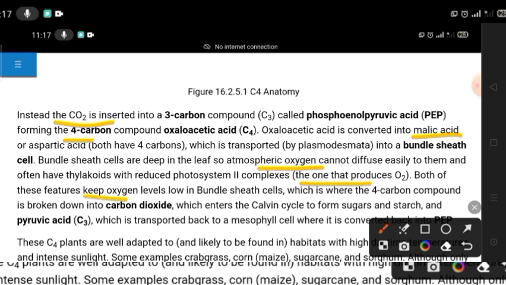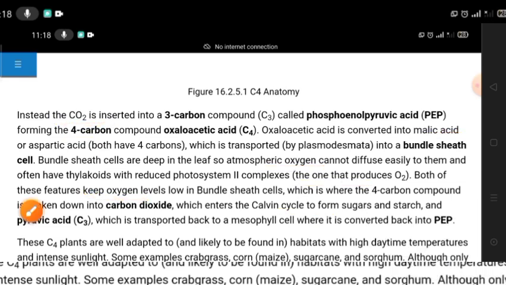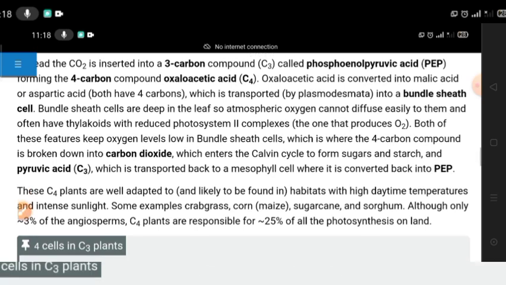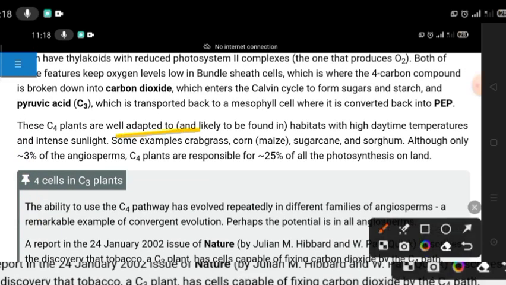Both of these features keep the oxygen level low in the bundle sheath cell, which is where the 4 carbon compound is broken down into carbon dioxide, which enters the Calvin cycle to form sugar and starch, and pyruvic acid, a C3 carbon compound, which is transported back into a mesophyll cell where it is converted into phosphoenol pyruvic acid, PEP.